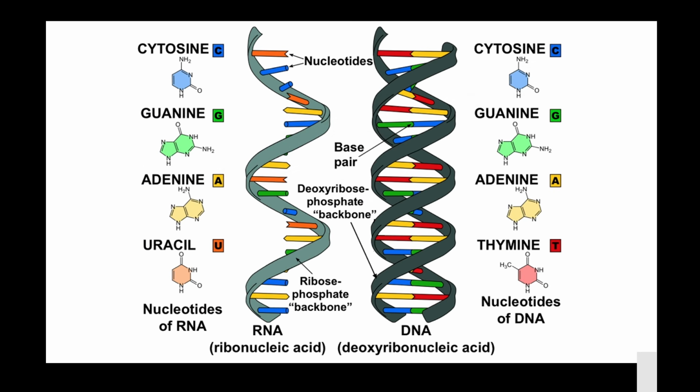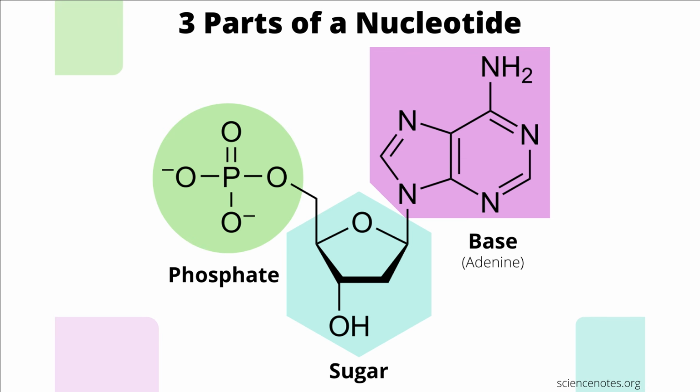On your screen, you can see the summary of the differences between RNA and DNA. Again, this was already discussed in the previous video lesson. So, RNA stands for ribonucleic acid, while DNA stands for deoxyribonucleic acid. Both types of nucleic acids are made up of what we call nucleotides, which consist of a phosphate group, a sugar, and a nitrogenous base.